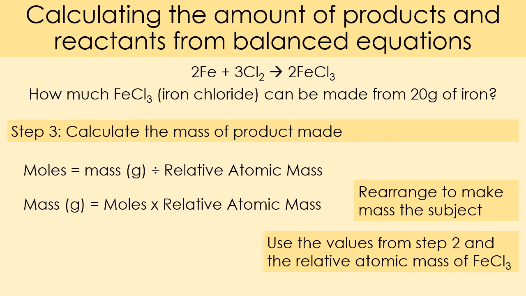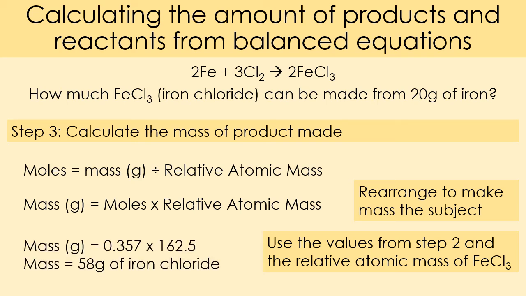We've got 1 iron atom and we've got 3 chlorine atoms. Our iron mass is 56 and our chlorine mass is 35.5. Remember, we've got 3 chlorines, so we add 1 iron and 3 chlorines, so 56 plus 35.5 plus 35.5 plus 35.5, and we can put that into our equation. So we get 0.357, our number of moles, times by 162.5, which was our relative mass of iron chloride. Multiply them together and we get 58 grams of iron chloride.